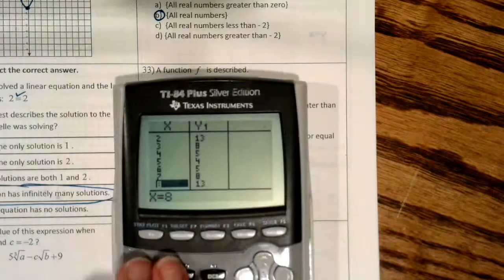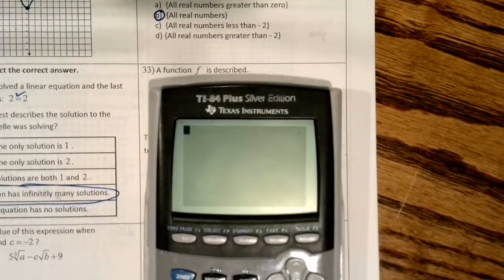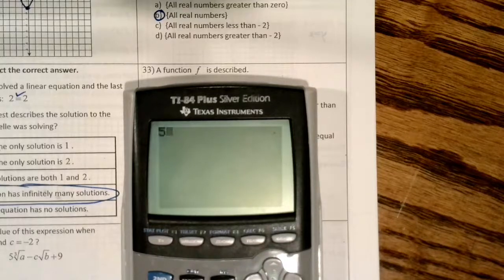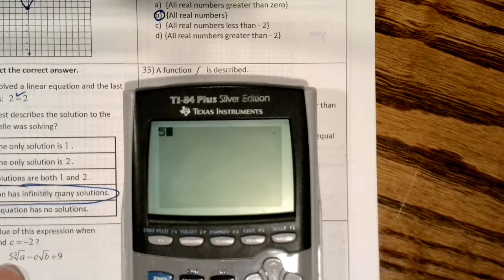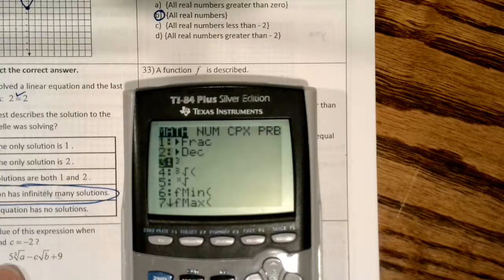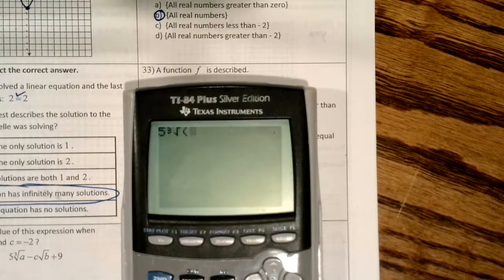All right, number 34. What is the value of this expression? All right, let's see if we can enter this in. 5, and I want the cube root. Remember, I go to math, and here's my, oh dear, try that again. 5, math, cube root of 64, minus my value of c, which is negative 2, times the square root of b, which is 9, and then plus 9. It says it's 35.